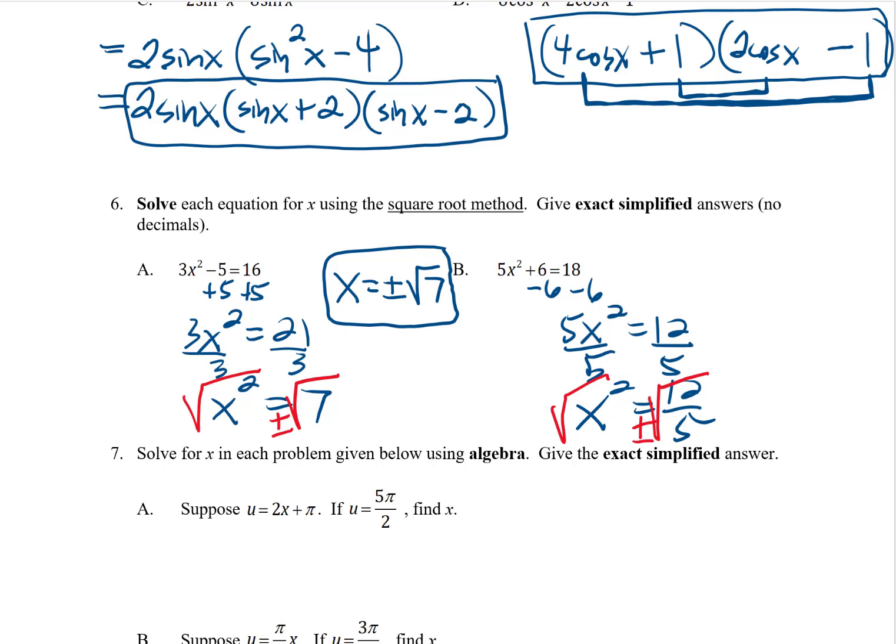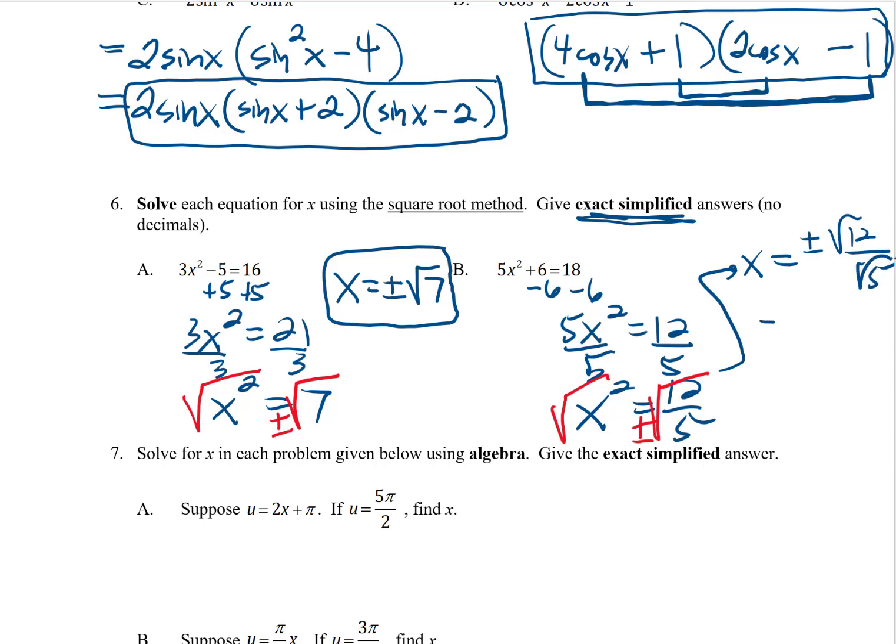And then I do have some cleanup to do, right? I'm not going to the calculator on these. I want exact simplified answers. So what will I do? I'll have to split that up into two parts. So I've got the root 12 on the top and the root 5 on the bottom.